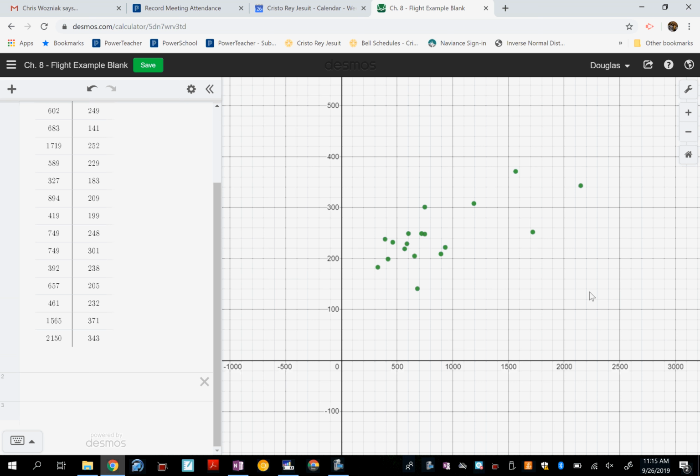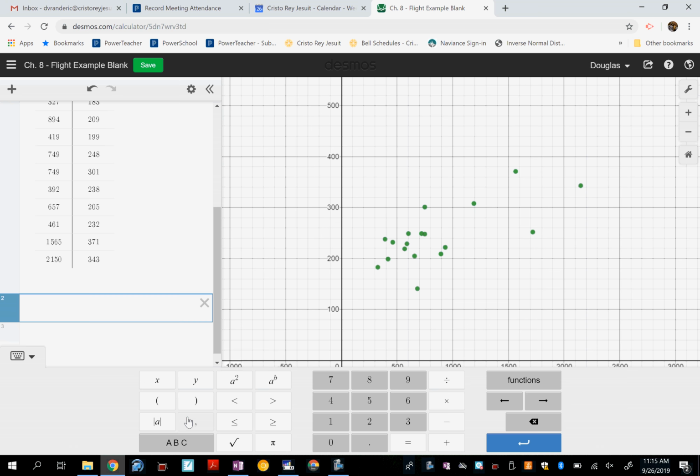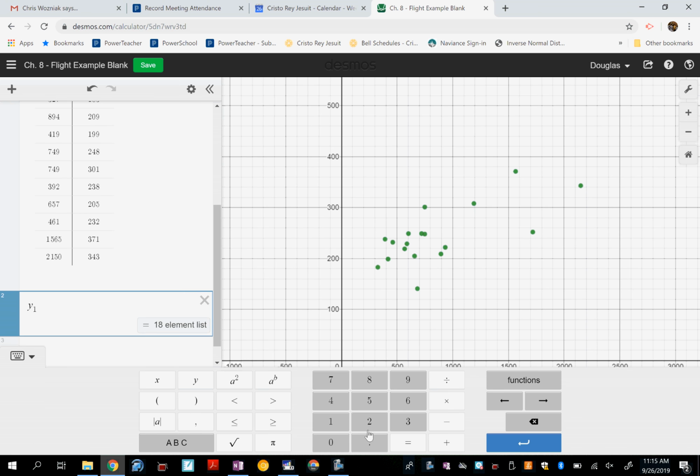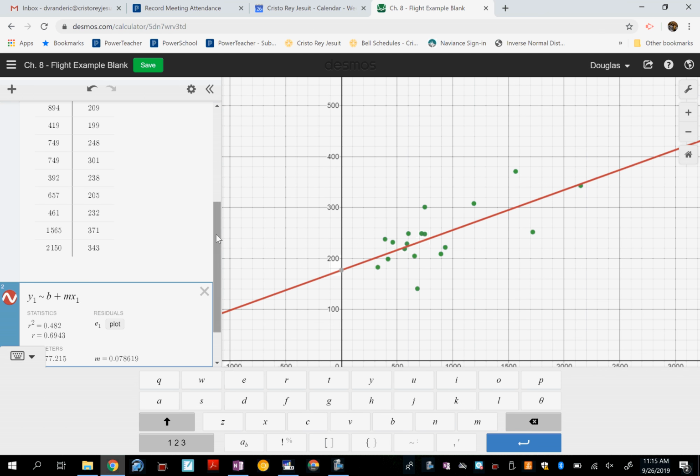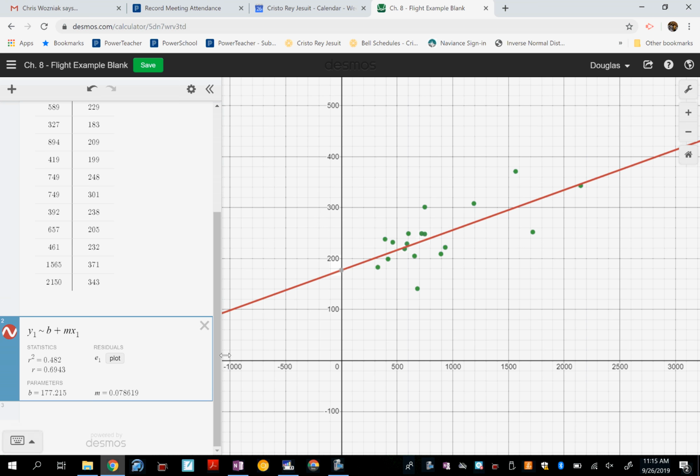All right, so we've already done that. Let's make the linear model. We're going to type in y sub 1 approximate. Now, what do you want to use for the order here? Do you want to use what you did with algebra or with statistics? Okay, so that means we're going to use b plus m x sub 1. So here is our model.